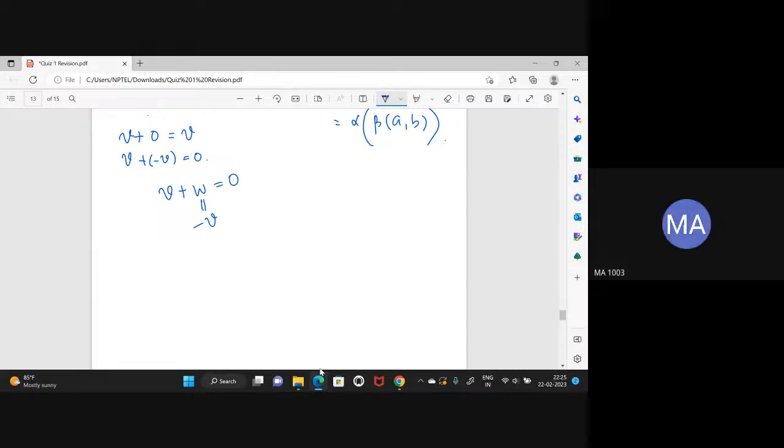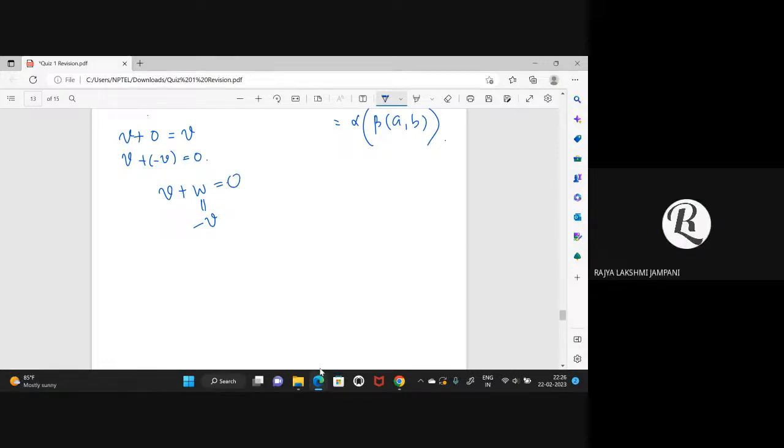No, what was that? V plus negative V should be equal to? Should be the zero vector, isn't it? Yeah, okay. But why did you say it's never going to be equal to? No, I said it's going to be equal to the zero vector. I said it's never going to be equal to the zero, zero. Like sometimes it can. Okay, fine. This is the additive identity, whatever that is.